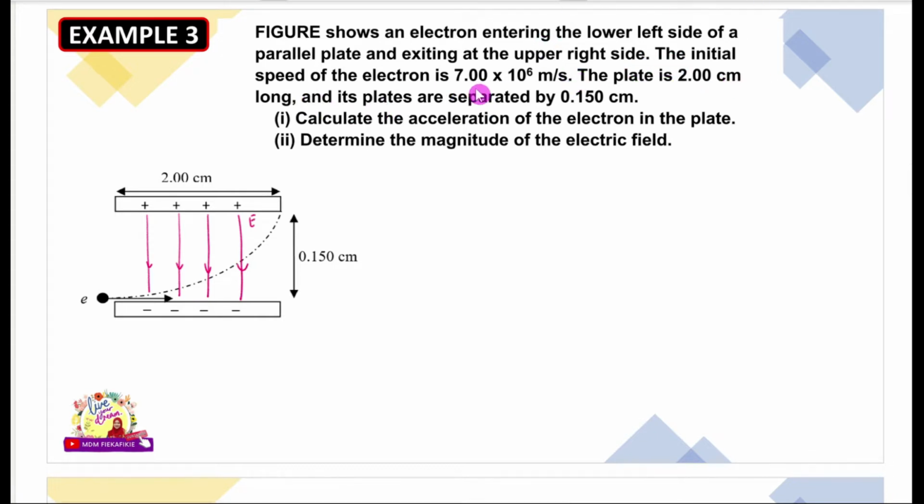Okay, so given that the initial speed of the electron, so here we have the U, initial speed given 7 exponent 6 meter per second, and the plate is 2 centimeter long and its plates are separated by this distance. Okay, bila kita dapat soalan macam ni, kita labelkan dulu. Kita ada UX, which is UX in this direction projected horizontally, and it is 7 times 10 power of 6 meter per second. Okay, so bila soalan bagi kita the long of the plate, so this is actually the horizontal distance traveled by the electron.